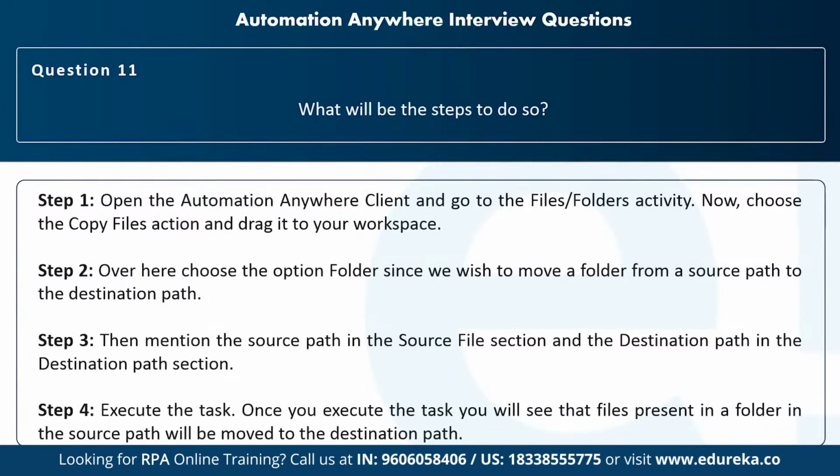Well, the steps will be basically to open an Automation Anywhere client and then go to the files and folders activity. After that, you have to choose the copy files action and drag it to your workspace. Then you have to choose the option folder, since we want to move a folder from the source path to the destination path. Then you mention the source path in the source section and the destination path in the destination section. After that, you simply save your task and execute it, and you'll see that all the files present in the source folder will move to the destination folder. So let me just show you how that can be done.